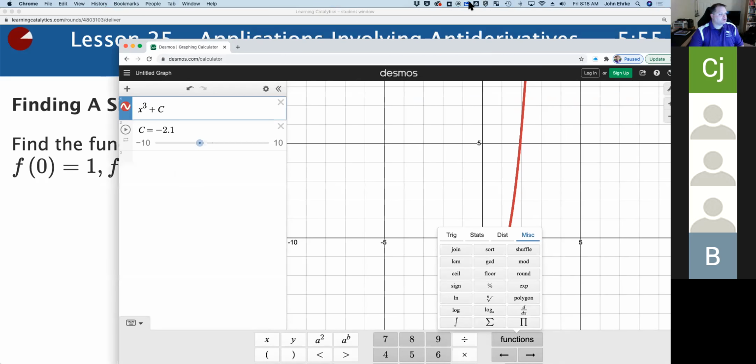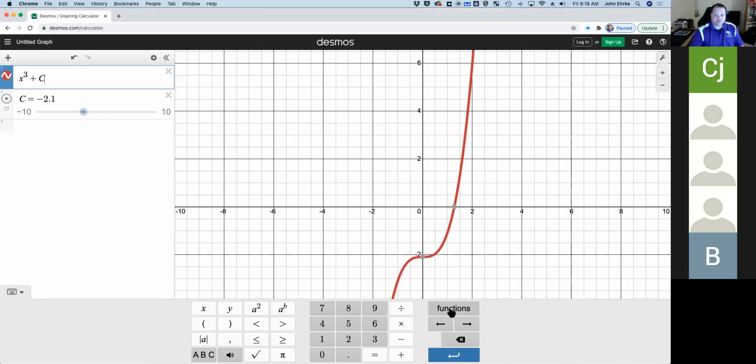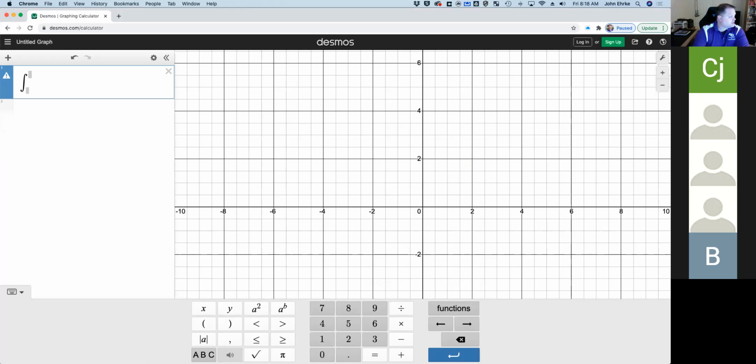So CJ, if you go to the keyboard down here at the bottom on Desmos and go to functions, it will graph the antiderivative of the curve. So for example, the first function that we looked at today was x cubed plus C. So if I just asked it to do x squared, I think it is only going to let me do definite integrals, which is something we'll talk about in Calc 2. Yeah, it's only going to do definite integrals for you, it looks like. It doesn't look like it'll graph.